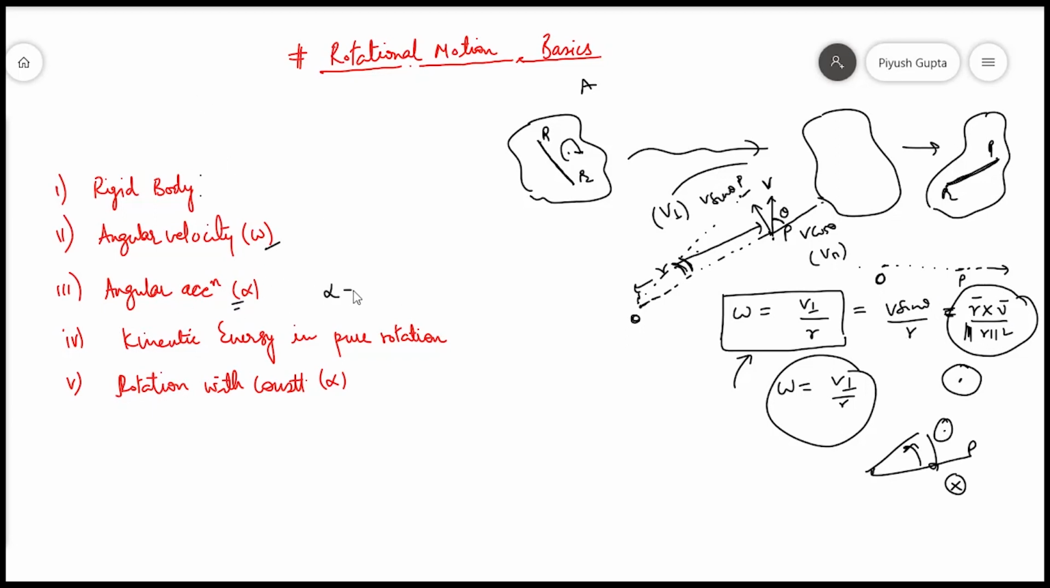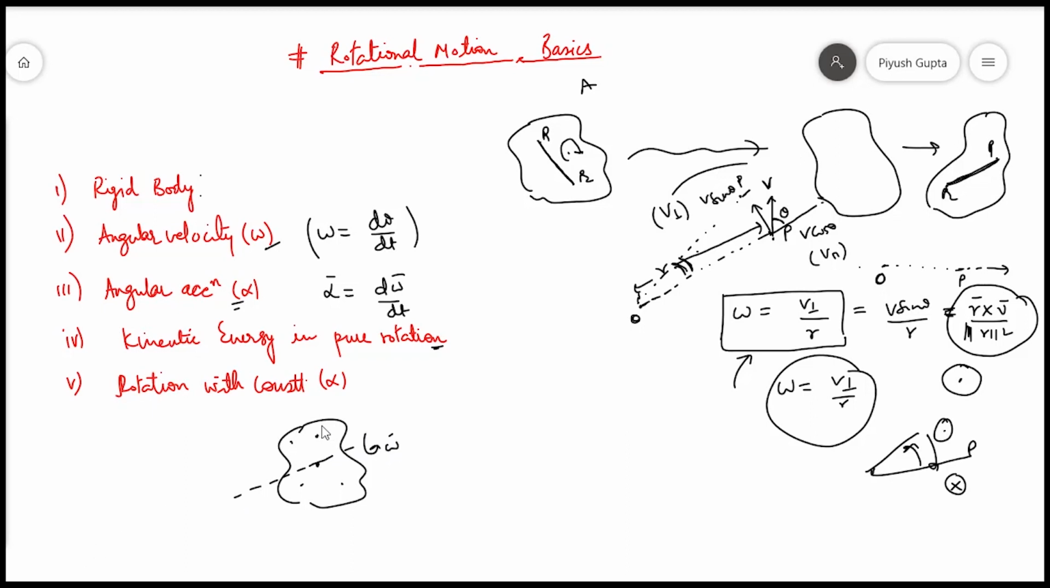Angular acceleration, in vector form, is nothing but the rate of change of angular velocity. And this angular velocity can also be written in terms of the angular displacement, that is d theta by dt. Now, kinetic energy in pure rotation. Suppose we have a system of n particles, and this whole system is rotating about this axis with a certain omega.